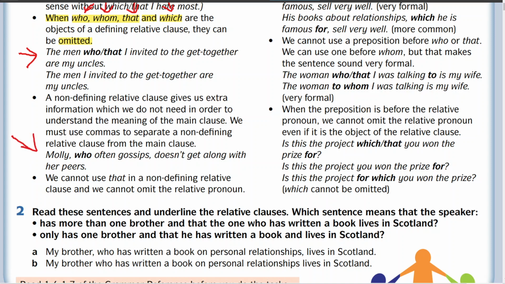Okay, yang ni perbezaan dia dengan ayat di atas adalah kita letak comma kat sini antara relative clauses tu. And we are going to look at why we need to put a comma and what difference does it make. Molly, who often gossips, doesn't get along with her peers.